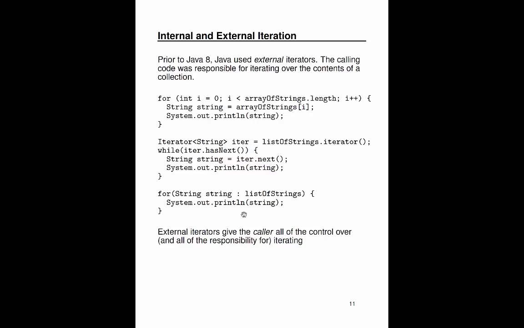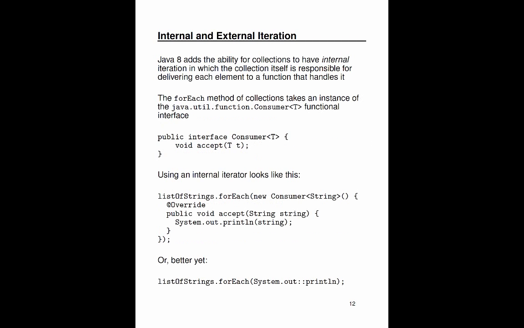And what external iterators do is they give the caller all of the control and all of the responsibility for iterating. Java 8 has the ability for collections to have what are called internal iterators. In internal iteration, the collection itself is responsible for delivering each element of that collection to a function that handles it.